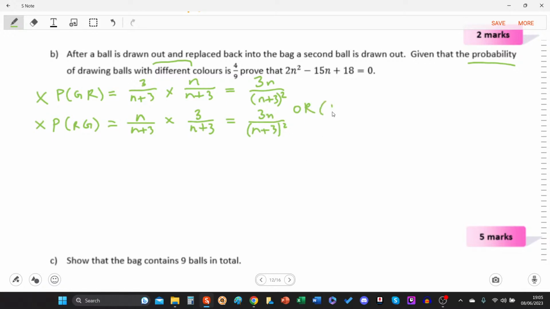And hopefully this should trigger your thinking that, like, the addition. Okay, so we're going to add these together. But if we're going to add the same thing, we may as well just multiply it by 2. So 2 times this, and I'll just write it as it is, 6n over n plus 3 squared. Okay, so 2 times, you're going to multiply the numerator there. That's where the 6 comes from. So this is the probability that they're different colors. And it says here that it's equal to 4 over 9. It's very good.